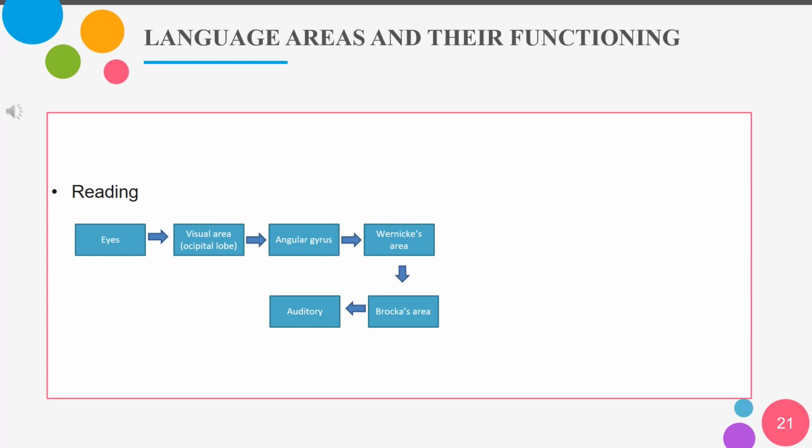According to Wernicke, when a word is read, the information goes from the eyes to the visual area of the cortex in the occipital lobe, and from there to the angular gyrus, then to Wernicke's area, and then to Broca's area, which causes the auditory form of the word to be activated.